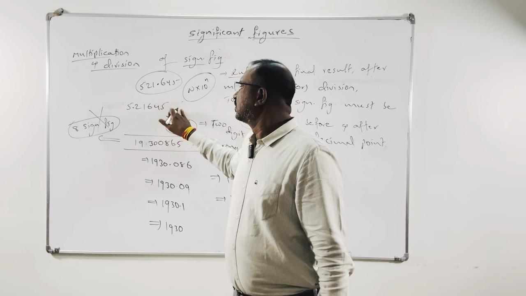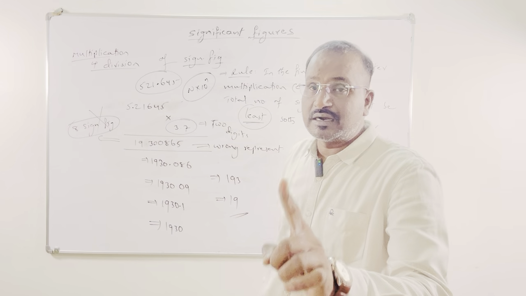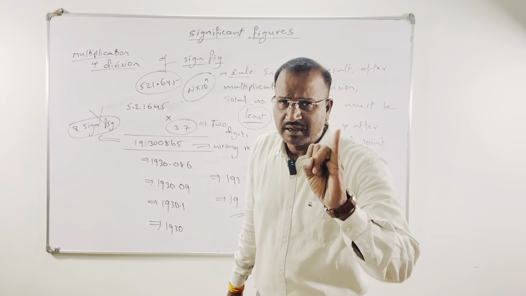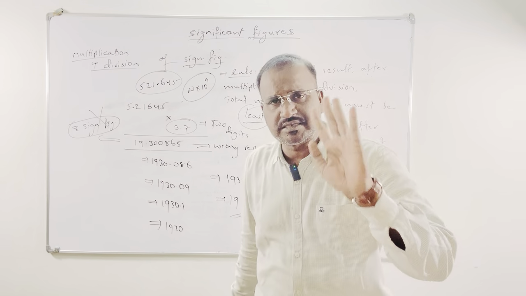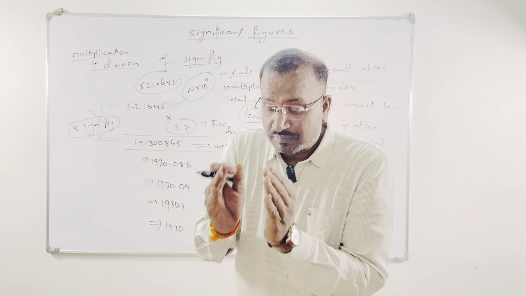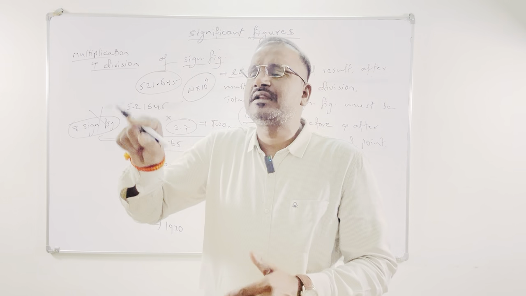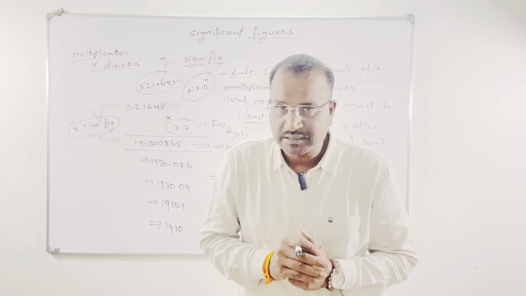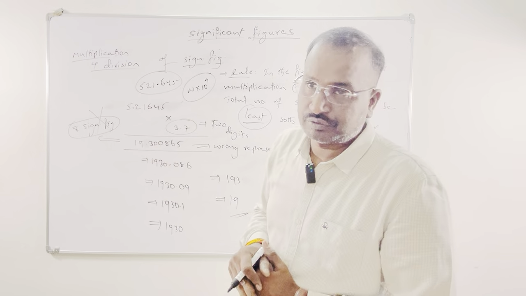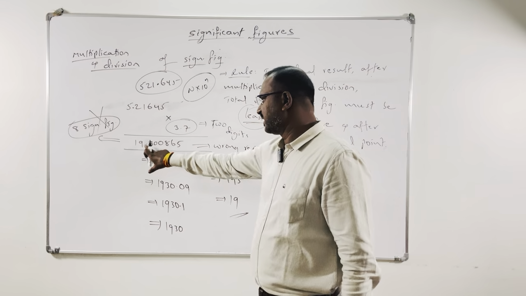So I'm taking 5.21. Remember, we should not take more than one digit before the decimal point according to scientific notation for multiplication, division, addition, subtraction. Whatever it may be, we should not take more than one digit. That digit should be 1 to 9. If 2 digits are there, you have to write that into 10 by taking one digit. If 3 digits are there, we have to take one digit into 10 power of 2. So if you take like that and multiply, same thing, we are getting 19.30.